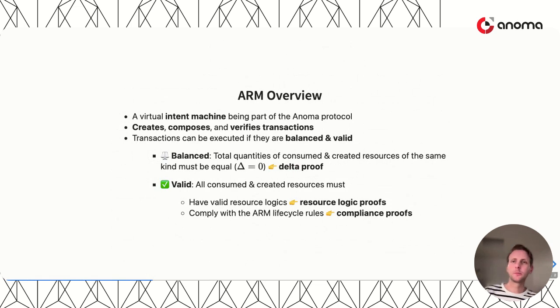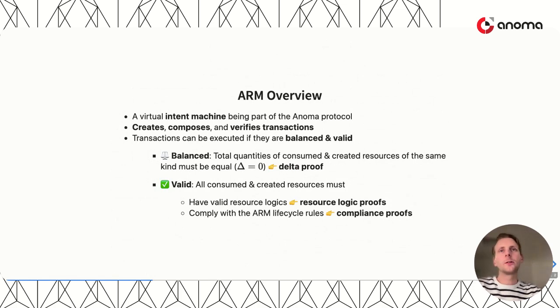Another property that a transaction must have to be executable is that it must be valid. This means that all created and consumed resources must have valid resource logics, meaning that they are agreeing that this transaction is allowed to happen, given all the things that happen inside. Also, for every resource, there must be a check that it complies with the life cycle rules, which basically means that a resource must have been created before it is consumed, and some other things that we will briefly discuss later on.